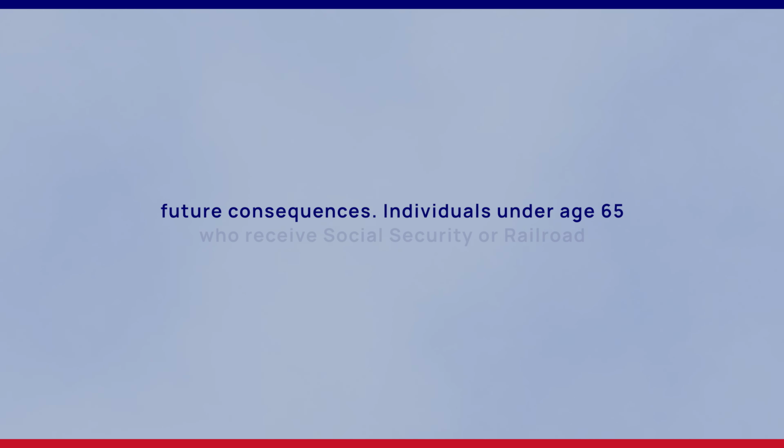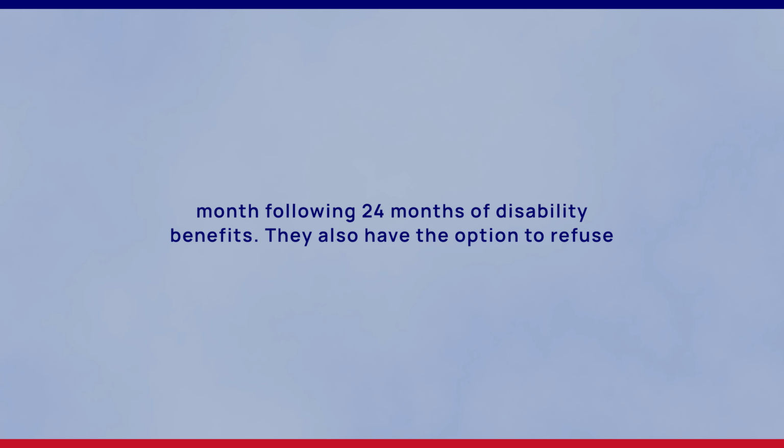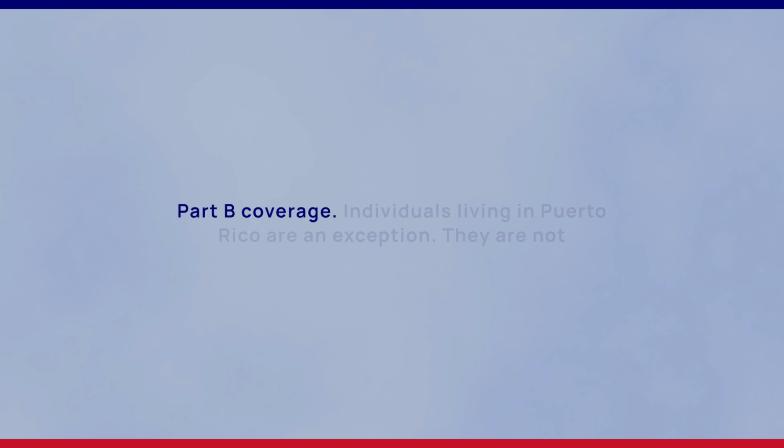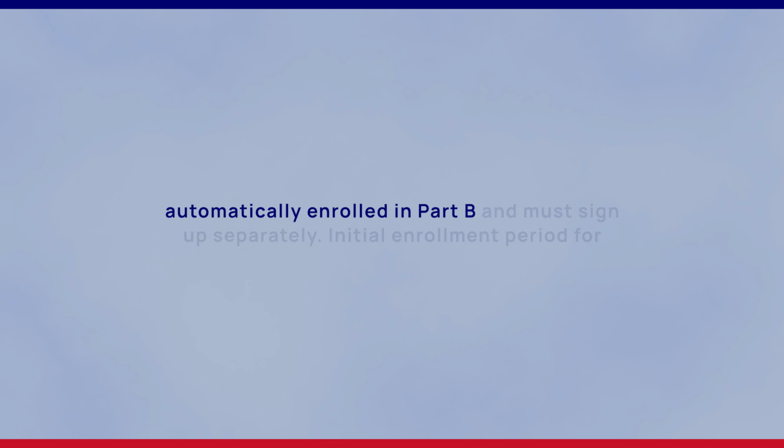Individuals under age 65 who receive Social Security or Railroad Retirement Disability benefits are automatically enrolled in Parts A and B in the month following 24 months of disability benefits. They also have the option to refuse Part B coverage. Individuals living in Puerto Rico are an exception. They are not automatically enrolled in Part B and must sign up separately.